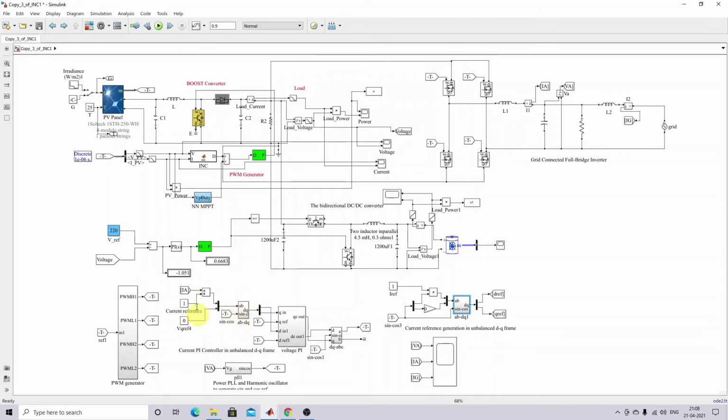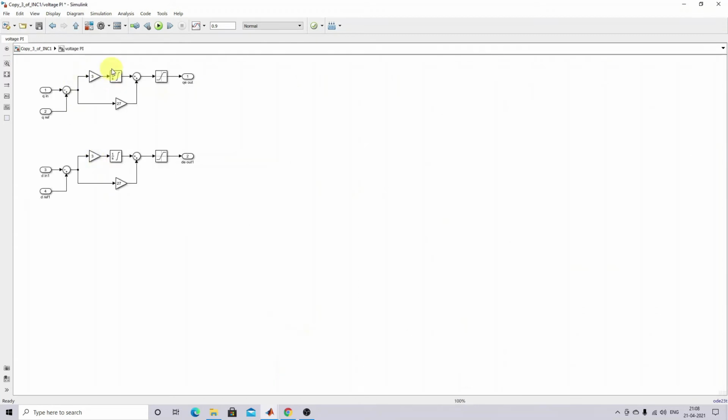So this is actual, right? This is the actual DQ value of the current IA. Okay. So this is a reference, the reference value of the 1 per unit current. So in the next process we have to compare. That means the D reference is going to be compared with this D, and the Q reference is going to be compared with this Q, and then it is processed via the PI controller.